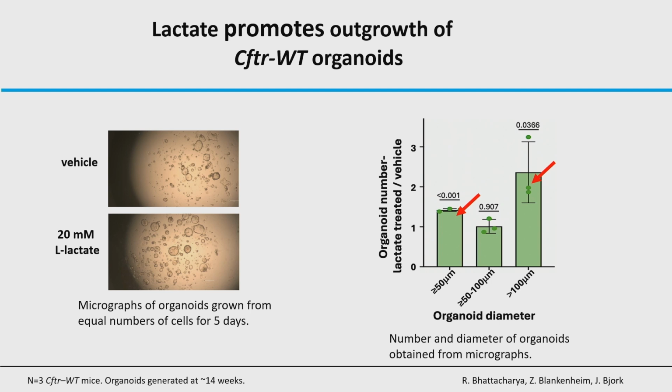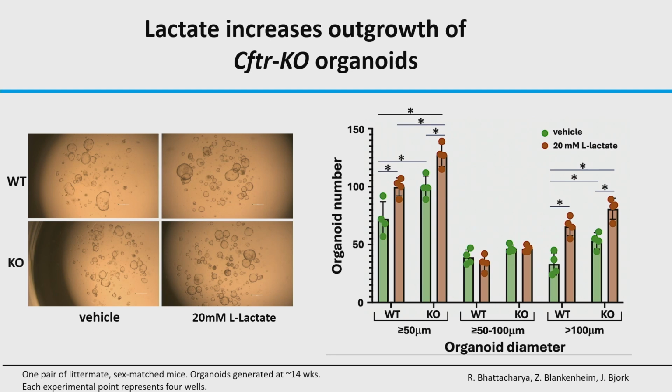So then we looked at the combination of the effect of lactate exposure plus loss of CFTR. And so focusing just on the CFTR knockout organoids that were treated with lactate, we see that there was more organoid outgrowth in these organoids than in the CFTR wild type or in the CFTR knockout organoids that were not treated with lactate. So lactate had an effect over and above the effect of knockout.